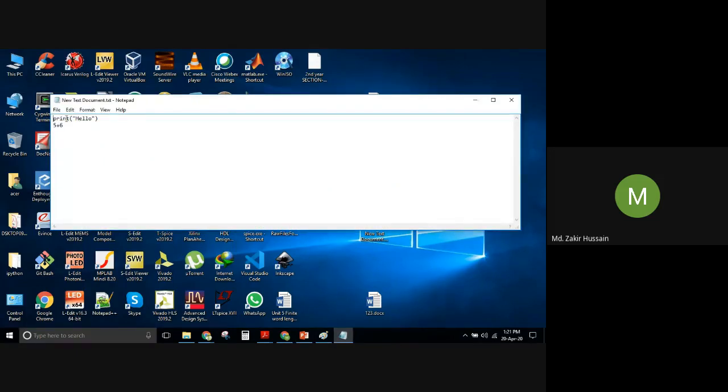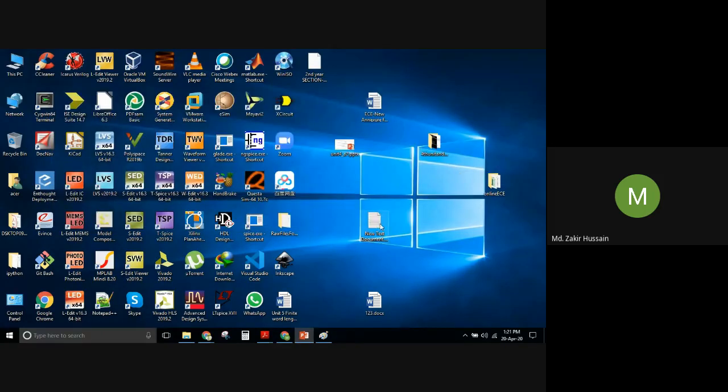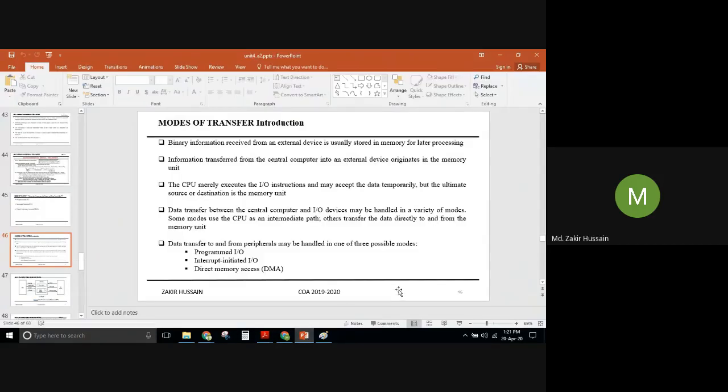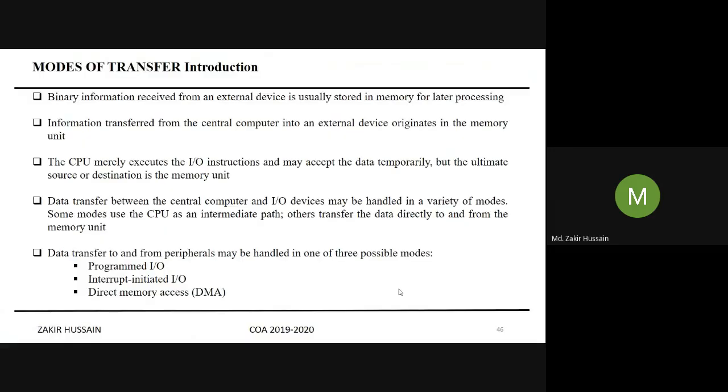I opened this and I wrote something, and without losing them I also stored them, and I am preserving them inside the computer for later processing. That later processing could be anything, but that's how I am doing it. So binary information received from an external device, you have seen that information, print, hello, everything is binary that is being received from an external device. That is why laptop keyboard input is usually stored in memory for later processing.